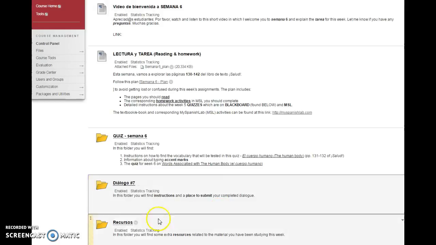Then you have the recursos, the extra resources. So this seems like a short week, which will also give you opportunity to start working on your next cultural presentation, which will be turned in next week.